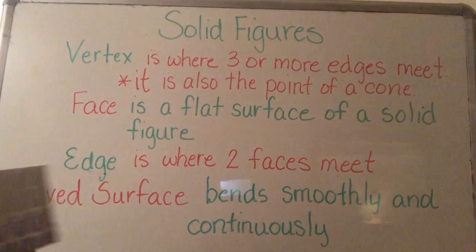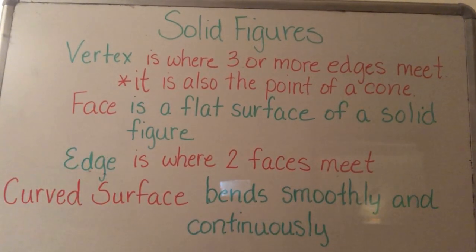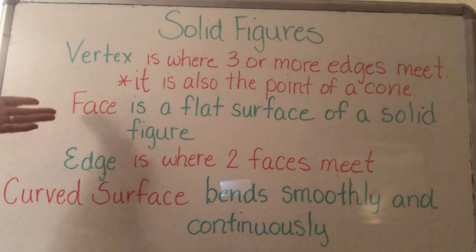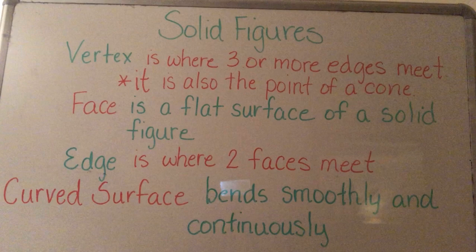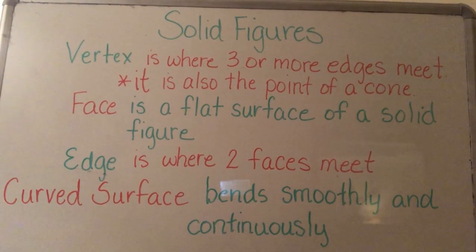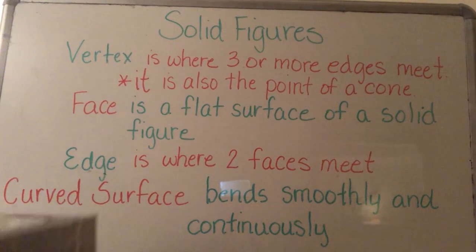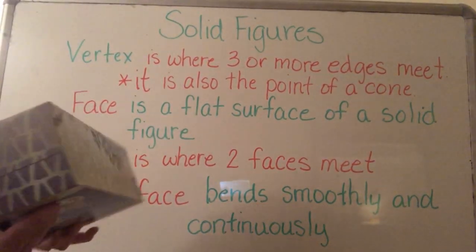All right, the third one there is an edge. An edge is where two faces meet. Again, most of these terms you're familiar with. This one you're familiar with just from being around your house. A lot of times your parents might warn you to be careful and don't hit yourself on the edge of a table or even on the edge of your door frame. But we're talking about an edge when it relates, again, to a solid figure like this rectangular prism or this tissue box.